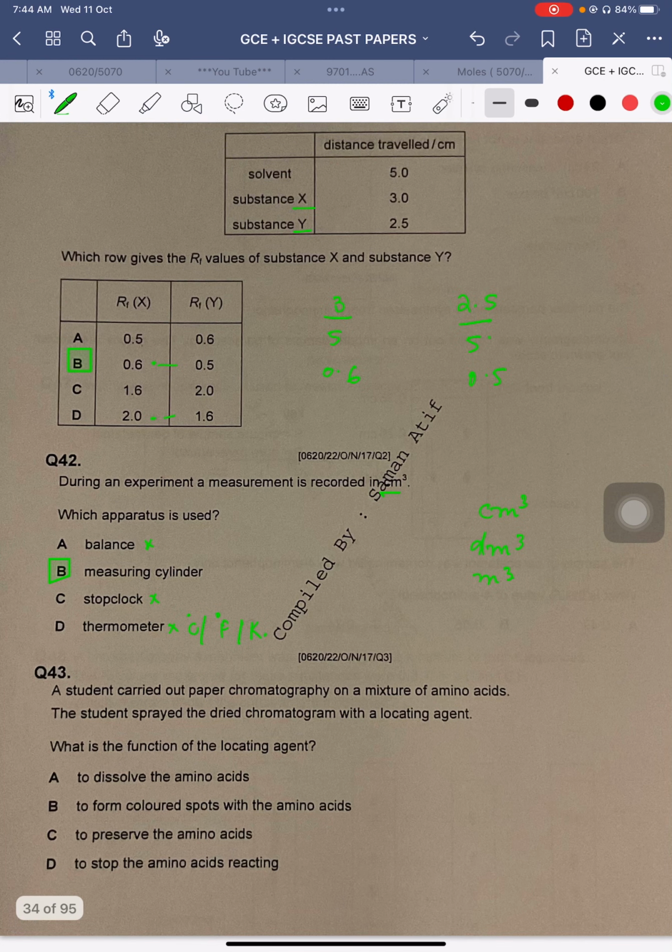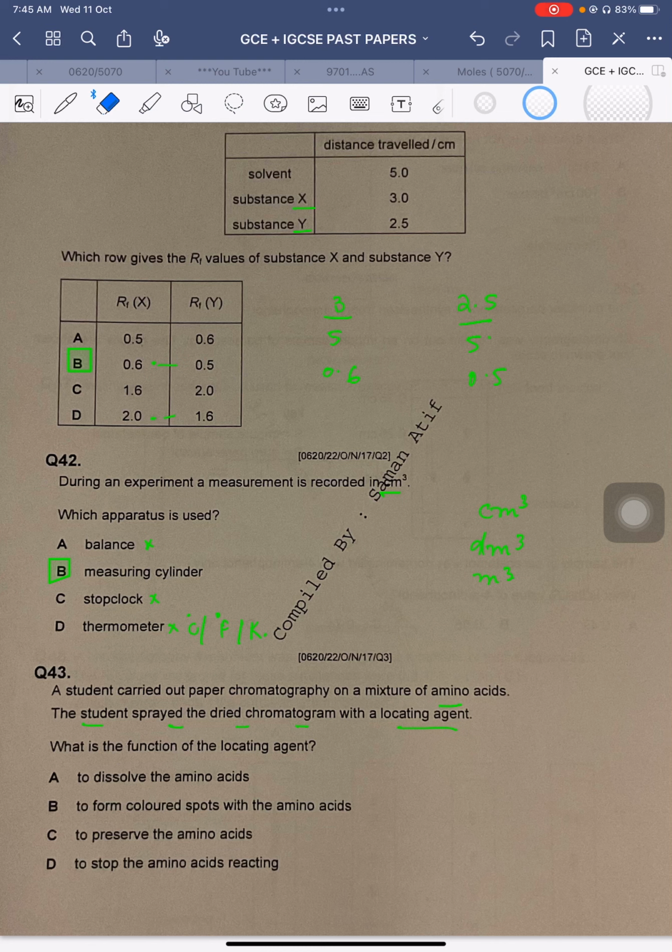So a student carried out paper chromatography on a mixture of amino acids. The student sprays the dried chromatogram with a locating agent. We should know that a locating agent is sprayed on a chromatogram on which the spots are colorless. This locating agent is not sprayed on every chromatogram. Be aware of the fact: it will be sprayed on a chromatogram which has no color. Keep this in your mind.